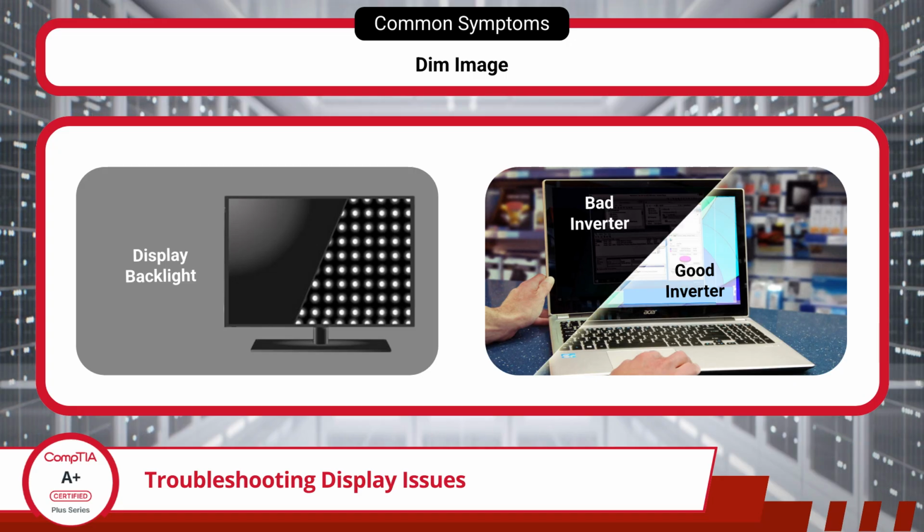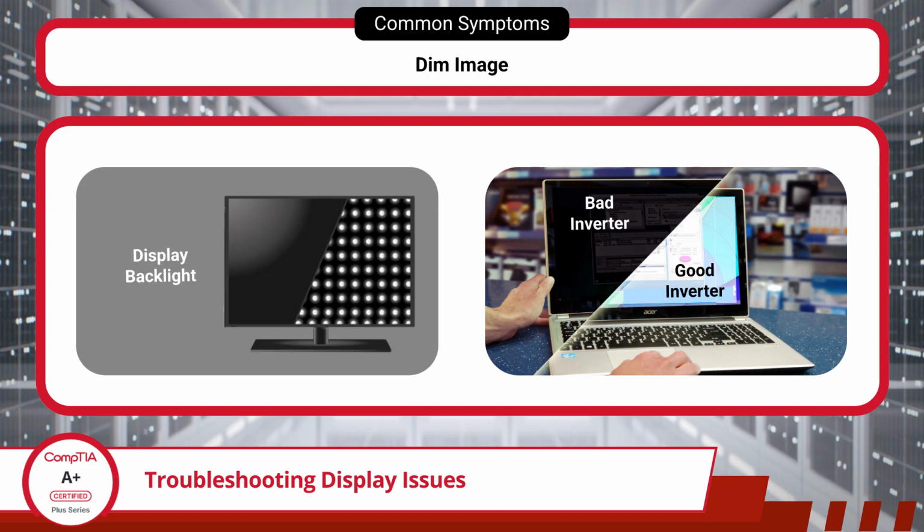Furthermore, a malfunctioning inverter within the display may also contribute to the dimness of the screen. The inverter is a component responsible for supplying power to the backlight in older LCD displays. If the inverter fails or encounters an issue, it can result in an inadequate power supply to the backlight, leading to dimness or flickering in the displayed image on the screen.